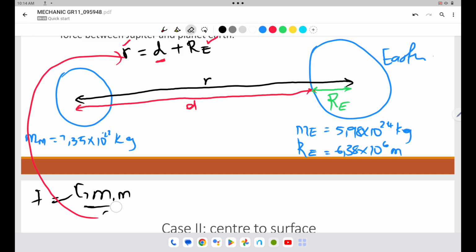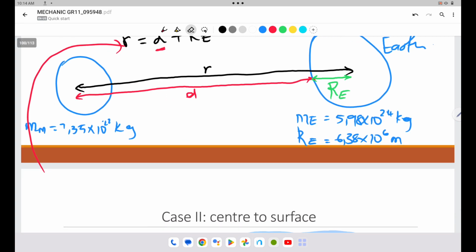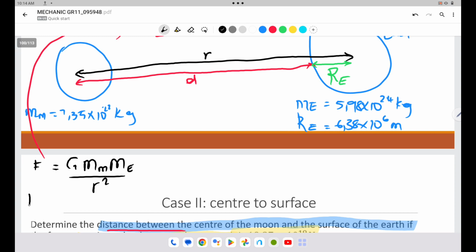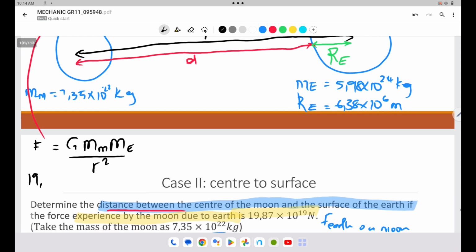Okay, so let us use that formula to calculate. Remember, the bulk of the marks, they go to formula and substitution. So we have F equals to G, mass of moon, mass of earth, divided by R squared. Do we know how much that force is? Yes, it was given as 19,87 times 10 to the power of 19. Do we know the value of G? Yes, we do. Again, from the data sheet. We know the mass of the moon and the mass of the earth. You can sub them there.